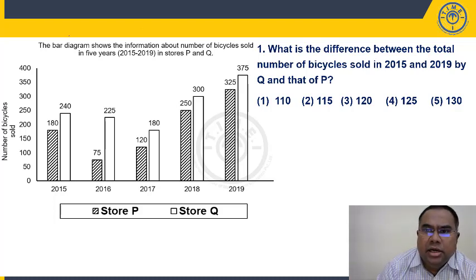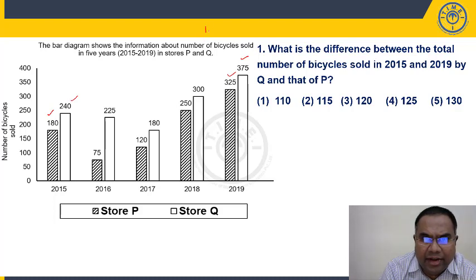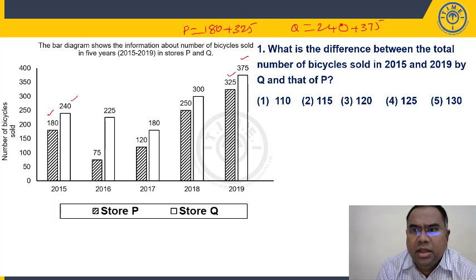Now, if you take P here 2015, P here 2019, add these two. Q here 240, 375, add these two. If you are doing this, 180 plus 325 is the P value, and the Q value is 240 plus 375. Then take the difference. I am saying it is going to consume a lot of time. We need to find the difference between the number of bicycles sold in 2015 and 2019 by Q and that of P.